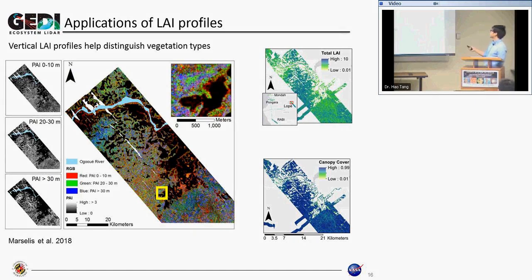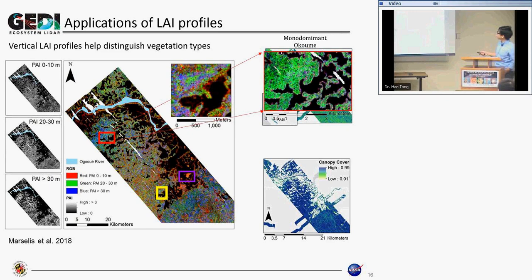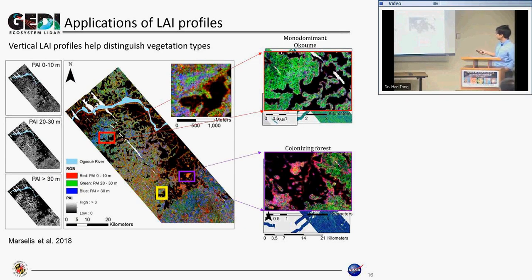Oh, by the way, this is in the Lopé of Gabon. That's a Central African rainforest there. Here it is clear: you will see most of the foliage is clumped at more than 30 meters in height. But here, on the island, you will observe most of the foliage is at about 0 to 10 meters in height. It's a really contrasting pattern that can easily show up here in different colors.